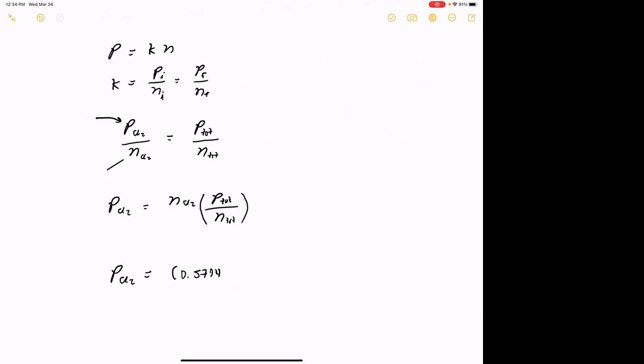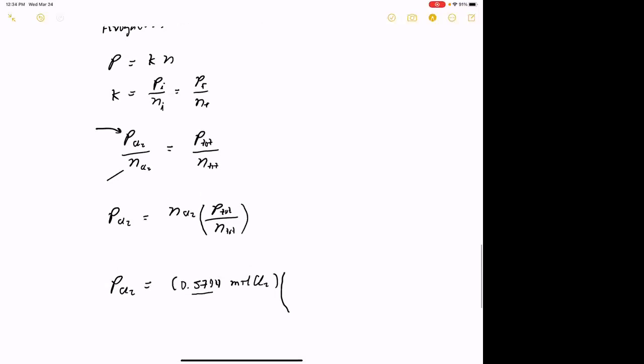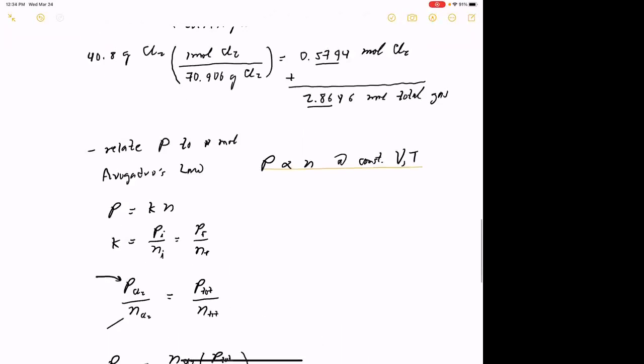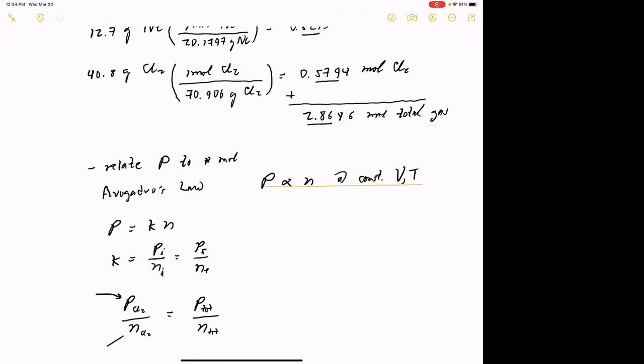What do we say to sig figs? I think there were 3 in that. And that's moles of Cl2. Okay, and I'm going to multiply that by P total. We said that was 1 atmosphere, right? That was in the problem. And we want to divide that by n total. Oh yeah, where did n total come from? Oh yeah, that was the total moles of gas we just summed up.